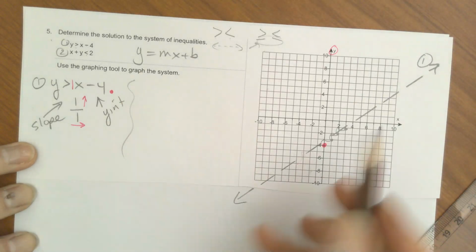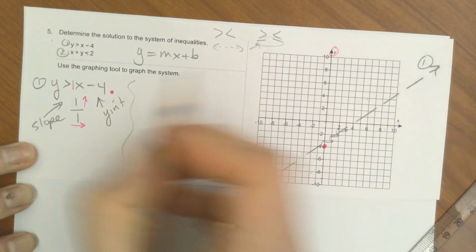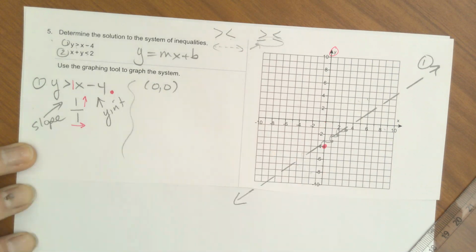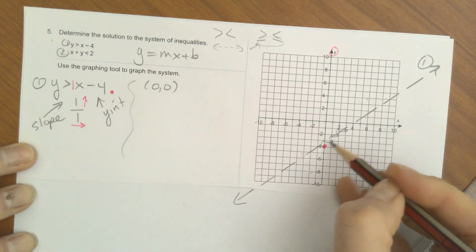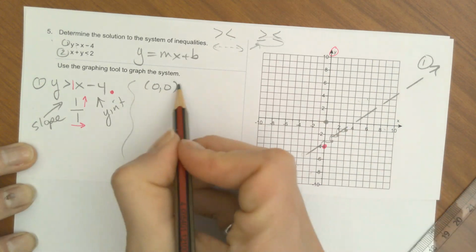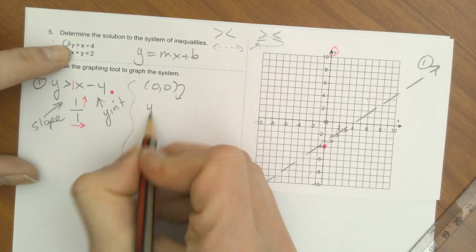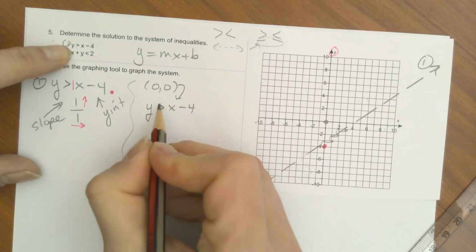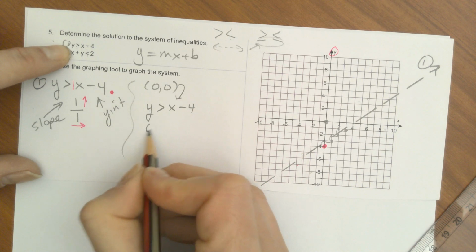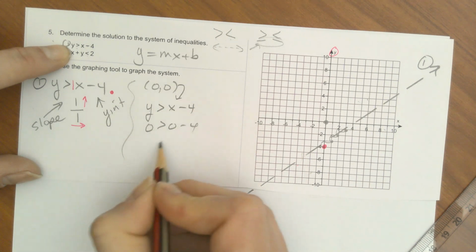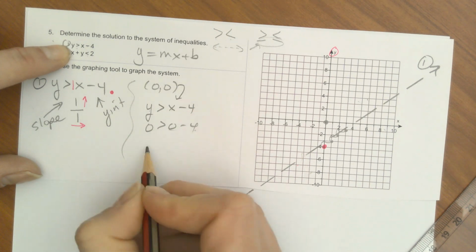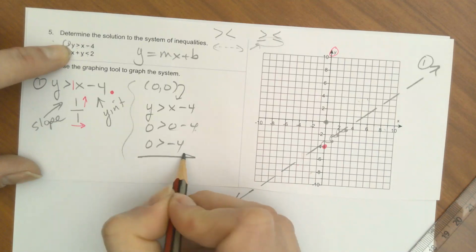So now I'm going to decide what side to color. What side is true. So I'm going to take 0, 0 because it's not on the boundary line, and I'm going to substitute it into the inequality. So wherever there's an x and a y, I'm going to put 0. What's 0 minus 4? Minus 4.